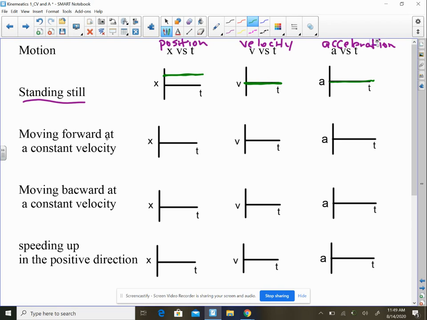So let's move on to something moving forward at a constant velocity. If I have a starting position, and it doesn't matter where I pick, I'm going to start at 0. If you're moving forward at a constant velocity, forward is considered the positive direction, and your graph would look like this.